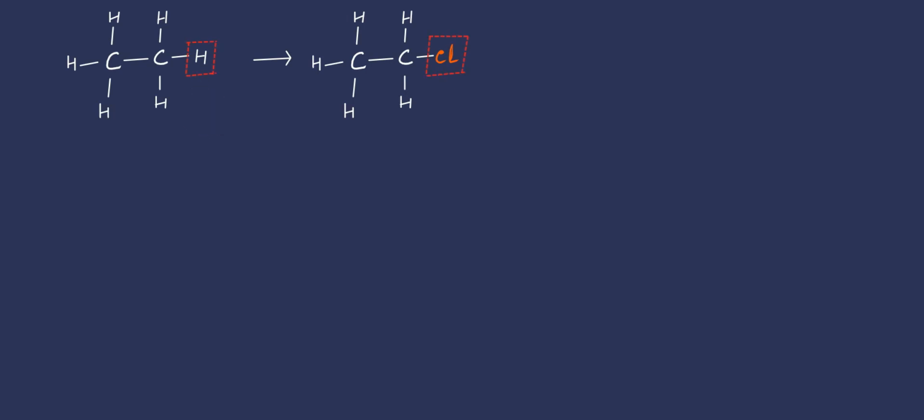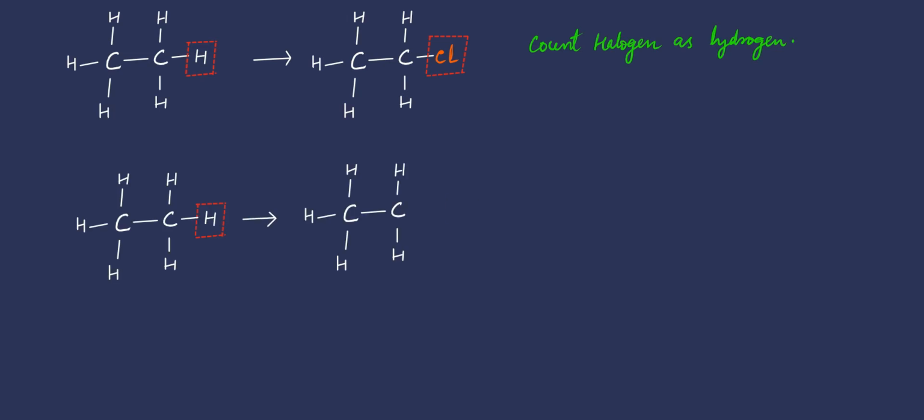Therefore, for purposes of calculating the IHD, count halogen as if it was a hydrogen atom. In other words, C2H5Cl should have the same IHD as C2H6. In case of oxygen, compare the following 2 compounds. We have inserted oxygen between carbon and hydrogen to form ethanol from ethane. Notice that the presence of the oxygen atom does not affect the expected number of hydrogen atoms. In other words, C2H6O should have the same IHD as C2H6.